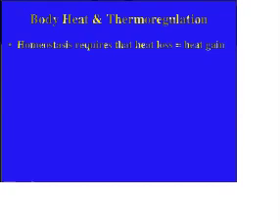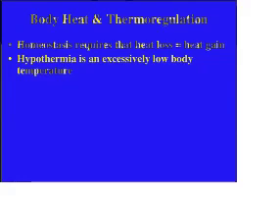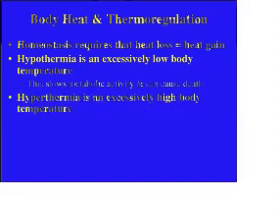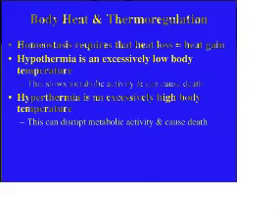Homeostasis requires that heat loss is always equal to heat gain. Hypothermia is an excessively low body temperature. This slows metabolic activity and can cause death. Hyperthermia is an excessively high body temperature. This can disrupt metabolic activity and cause death. And let's think about the reasons why for a minute.